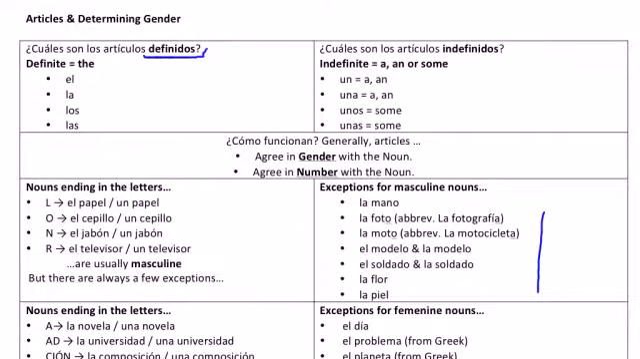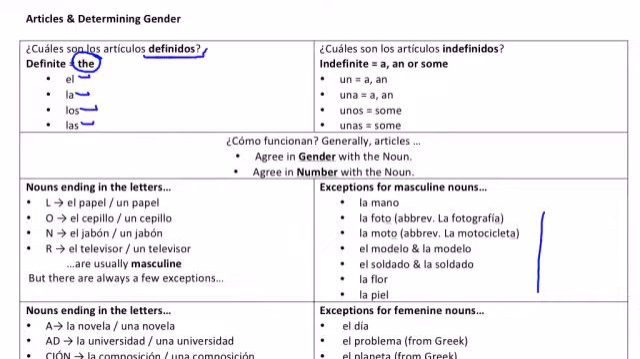Well, definite articles in English are just the. And it's very interesting because in Spanish there are 4 representations of a definite article. There's el, which is a singular masculine definite article, la, which is the singular feminine definite article, los, plural masculine definite article, and las, plural feminine definite article.